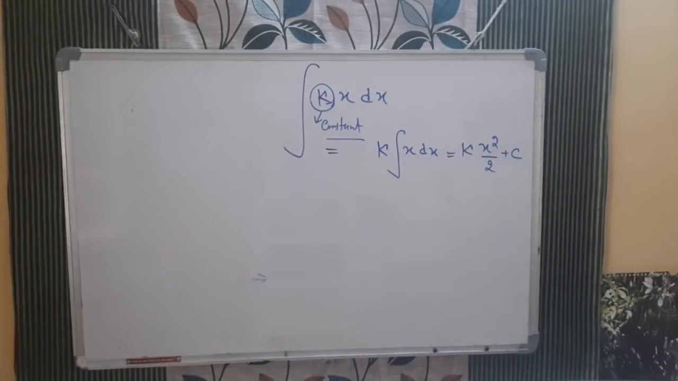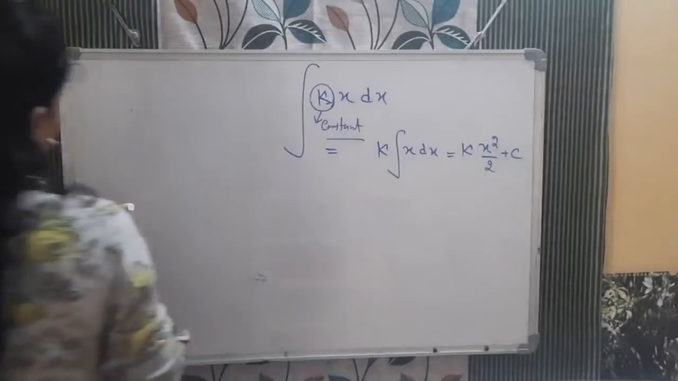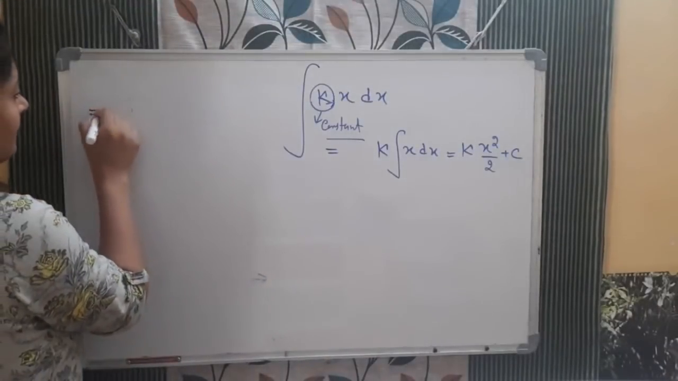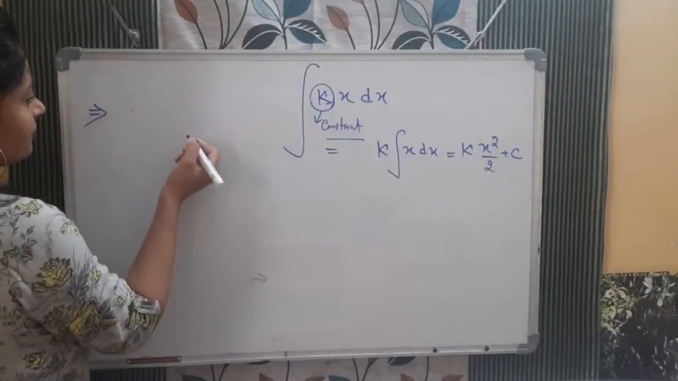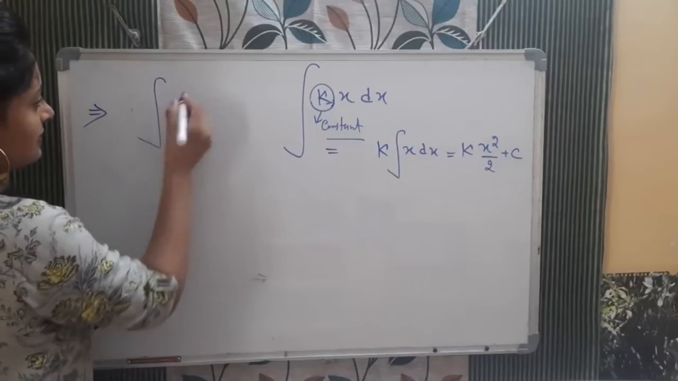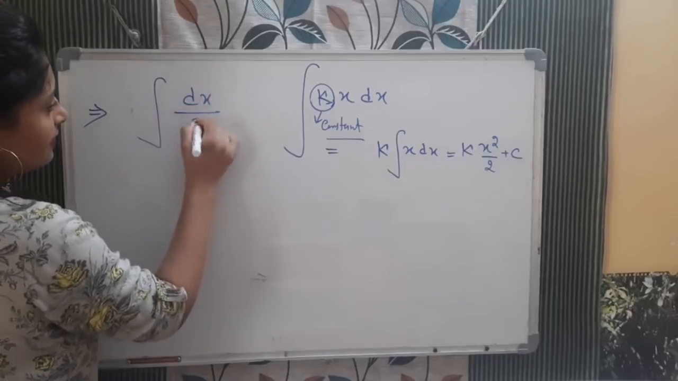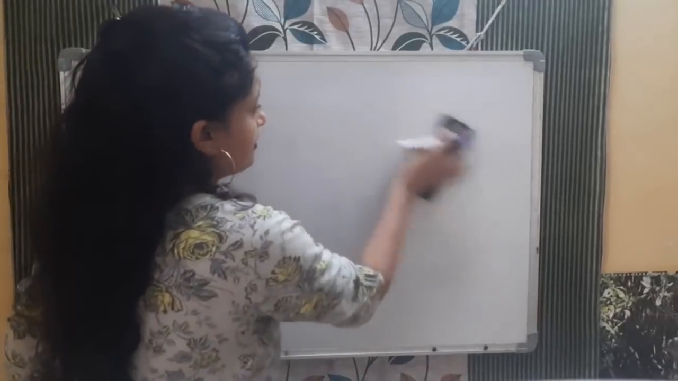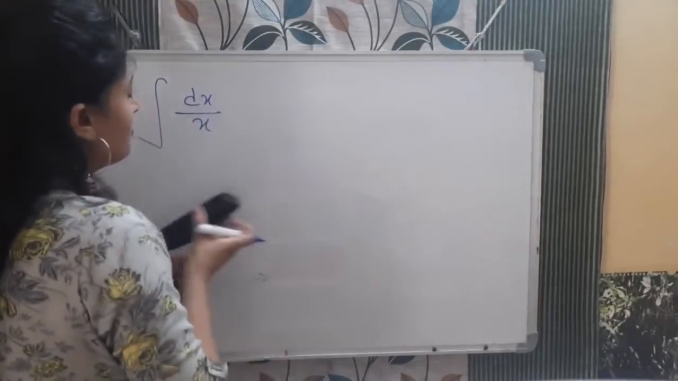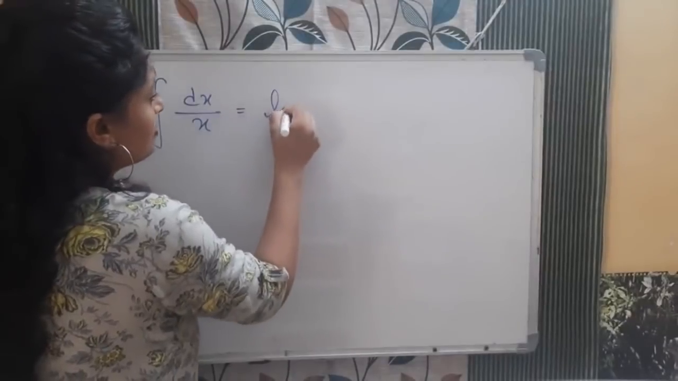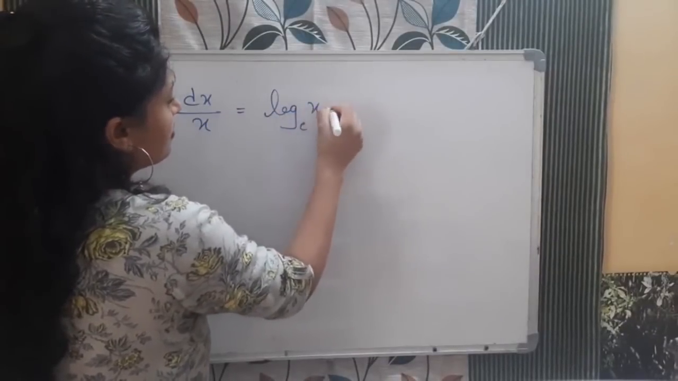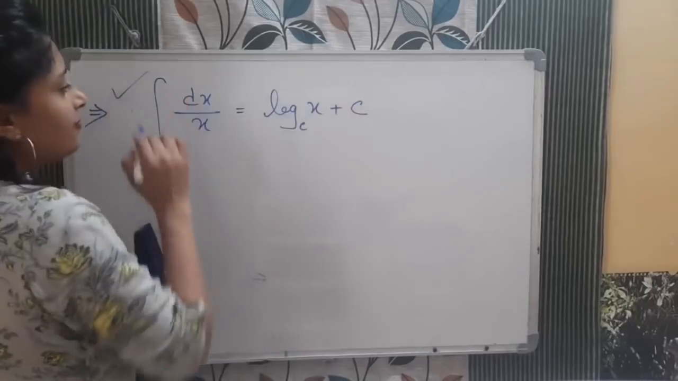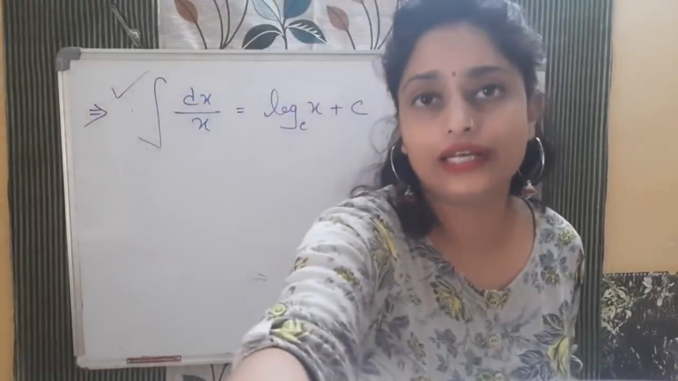Now the next is what, children? Next is x raised to the power minus 1. If I say this dx by x, then what will be the integration? There is one formula for that you need to remember, and what is it? It will be log e x plus c. This formula is the fifth formula. You can note it down also.